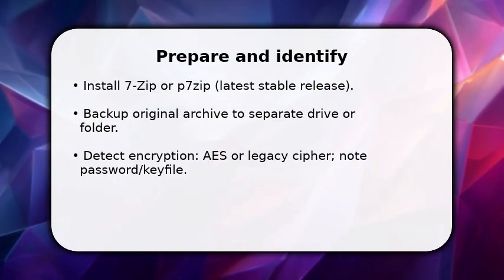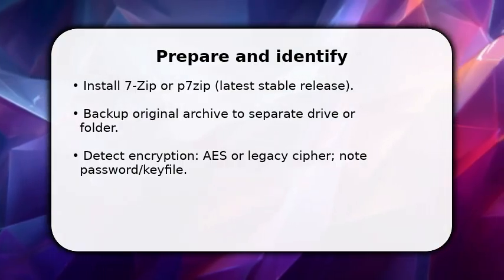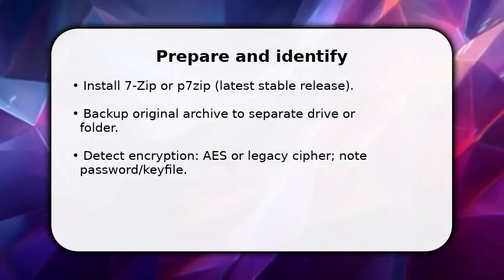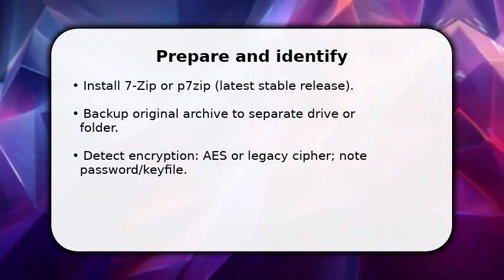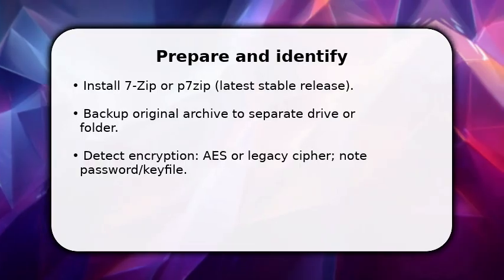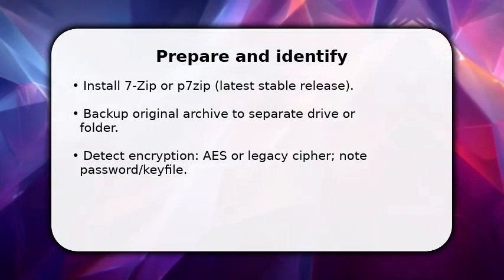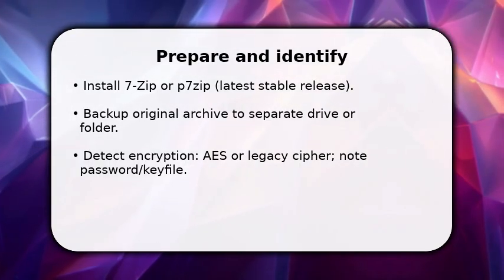You start by installing a compatible archiver like 7-zip. Once done, make a full backup of the encrypted file so you can't corrupt the only copy. Next, identify the archive type and encryption. AES 256 versus legacy ZIP crypto changes the approach.